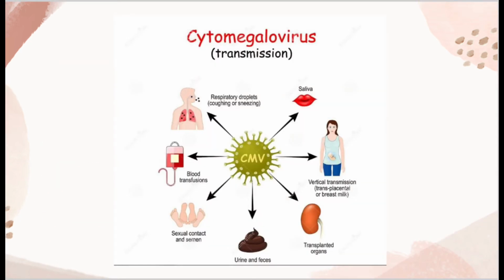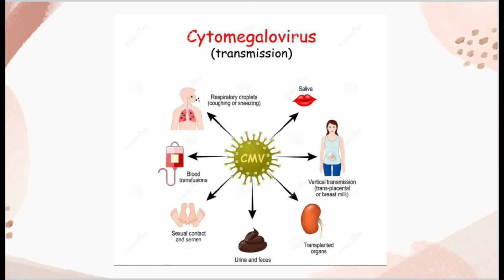So the common causes of acquiring CMV or cytomegalovirus is through close contact with someone who is infected by CMV. It can be passed through sexual contact, if not protected, through semen, and contact with other body fluids, including respiratory droplets or saliva through coughing or sneezing, blood transfusion, breast milk, urine and stool, and another is transplanted organs.